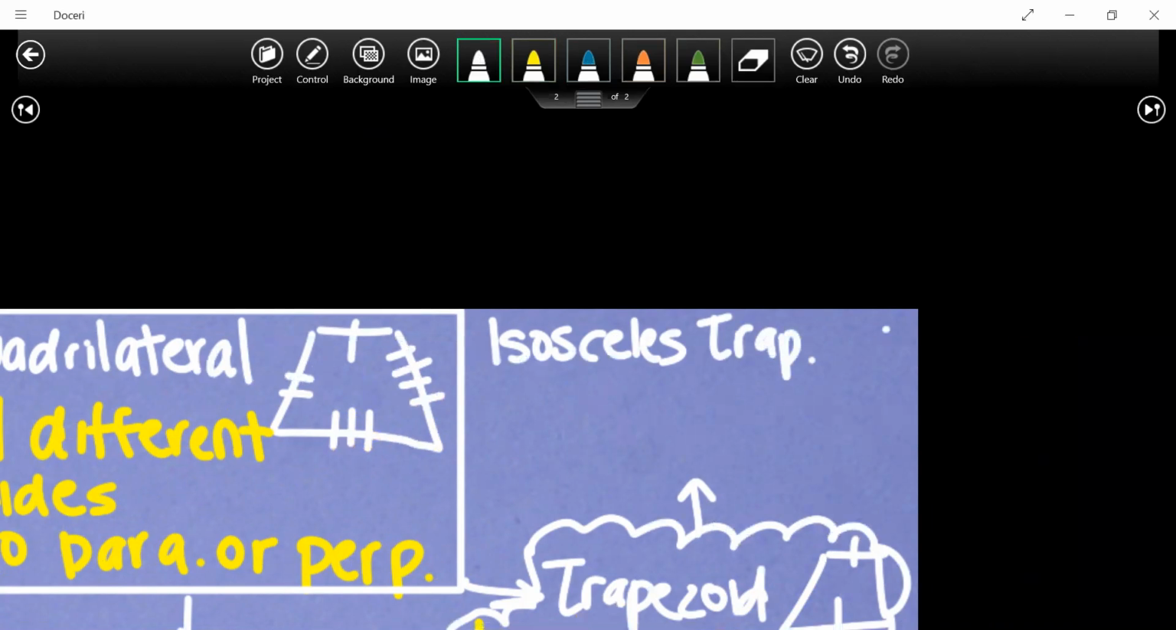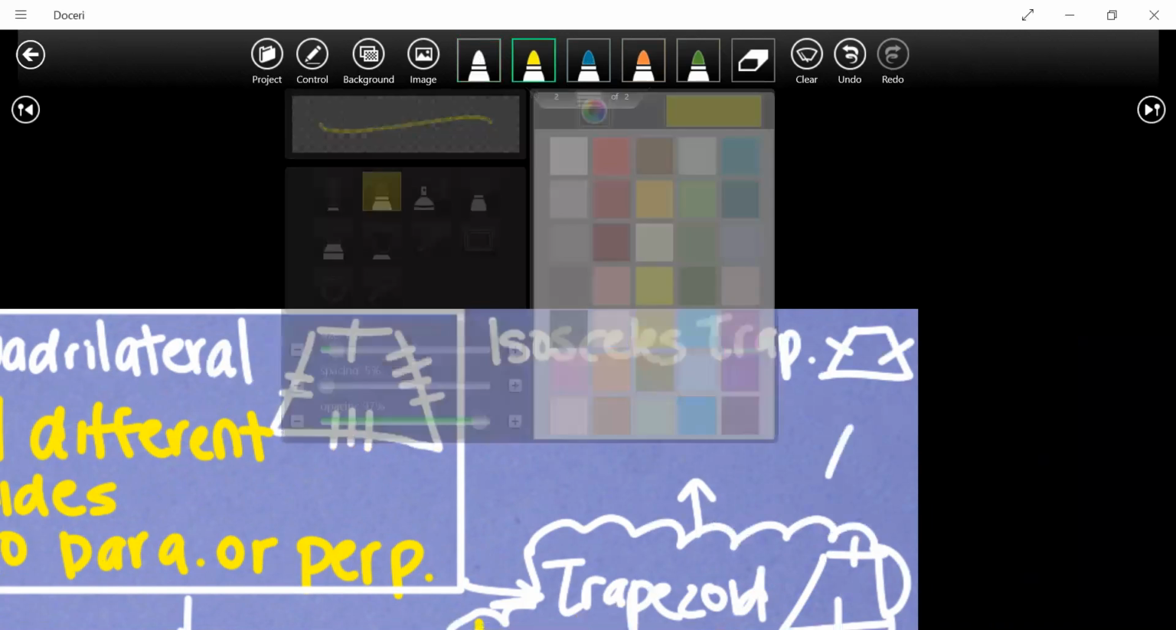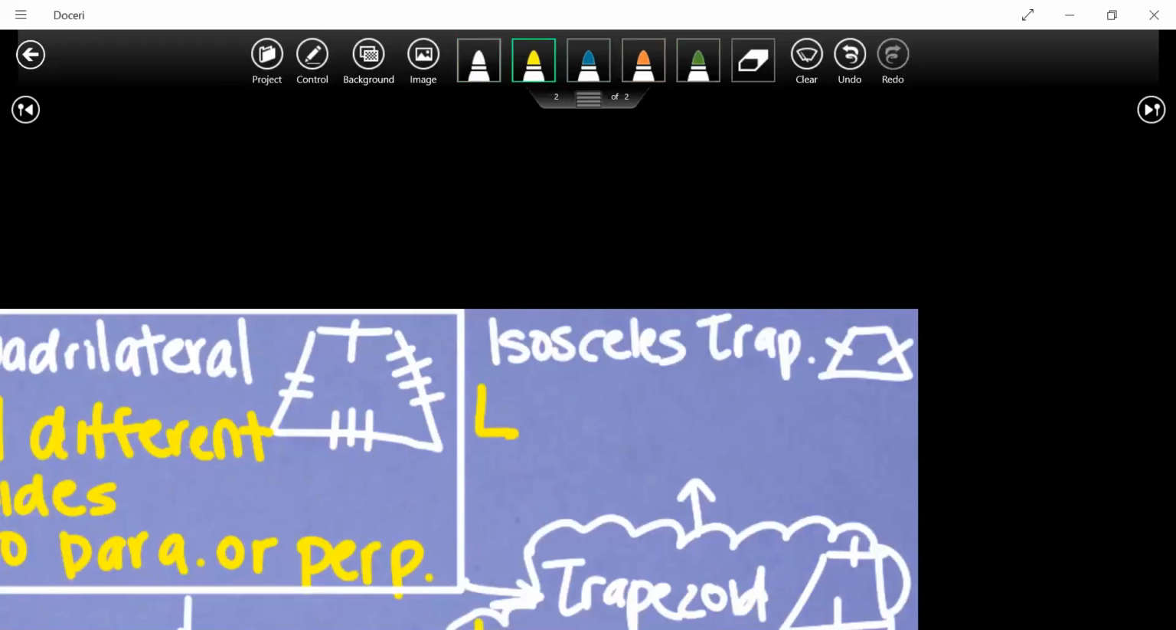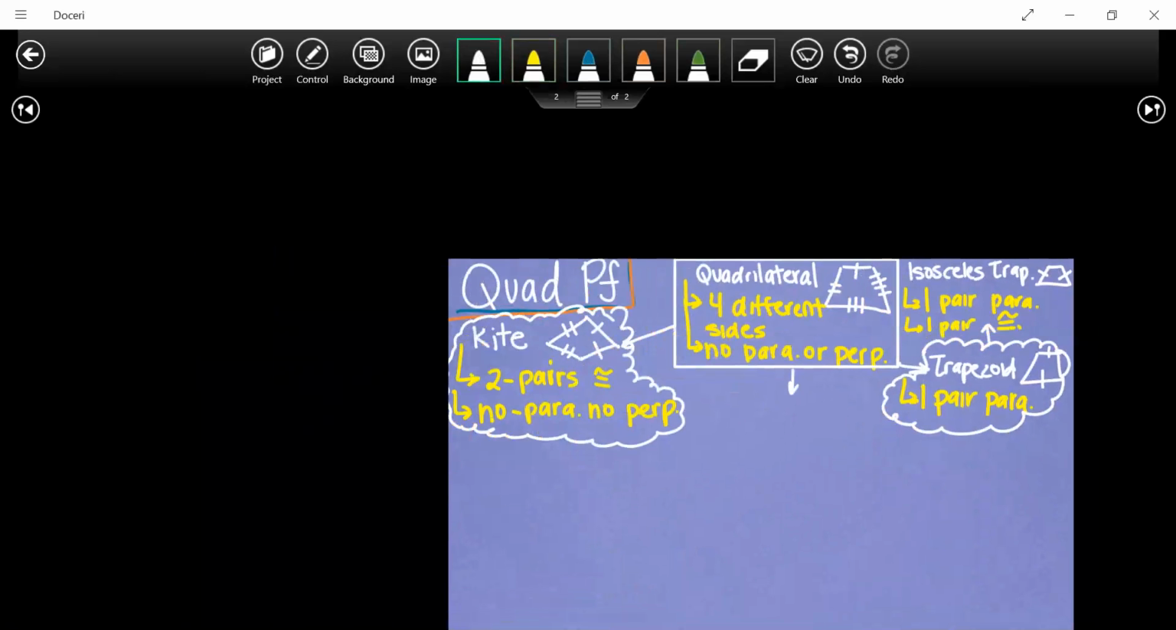Isosceles trapezoid, meaning we have two congruent sides, and I know this is kind of tiny. We have one pair parallel, one pair congruent. Well, it's kind of up there, but my apologies. I have to finish up the rest down below.